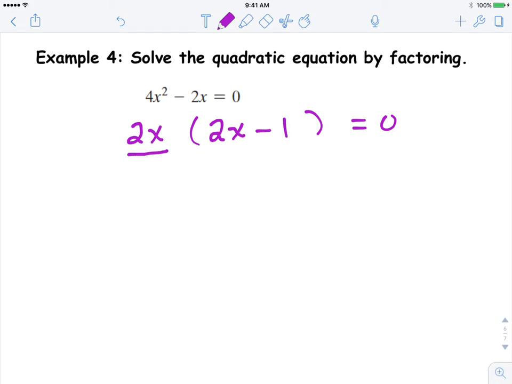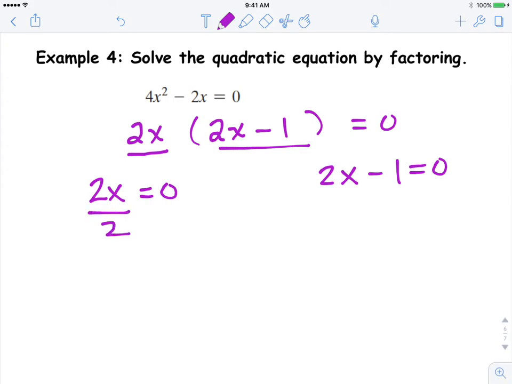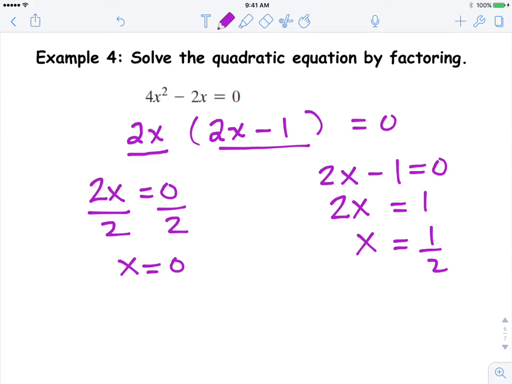Now, here is our first factor. So we set it equal to 0. Here is our second factor. We set it equal to 0 using our zero product property. Now we solve them separately for x. So we divide by 2 and we get an answer of 0. Second equation, undo it, add 1 to both sides, divide by 2. And then you want to check your answers to see that they hold true.